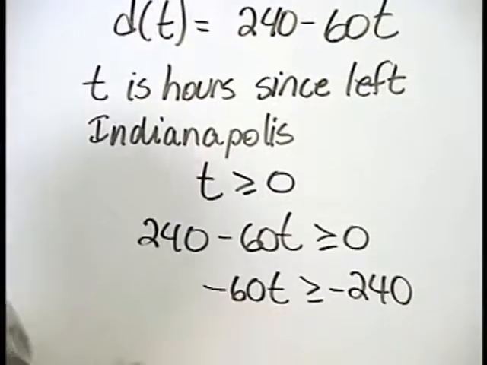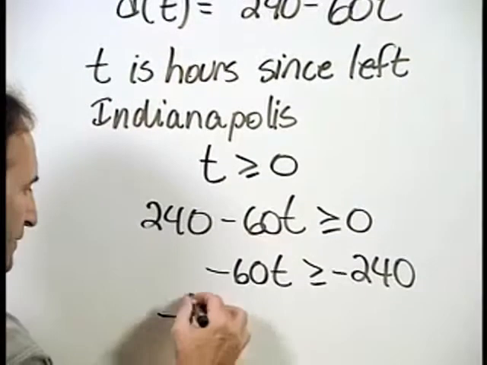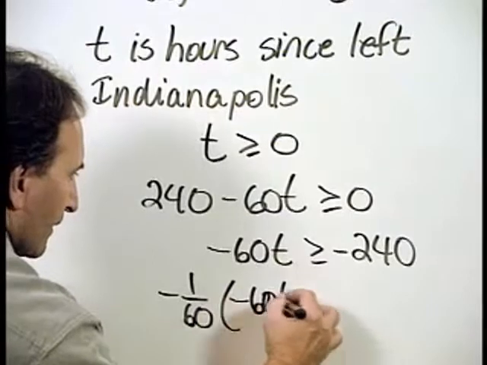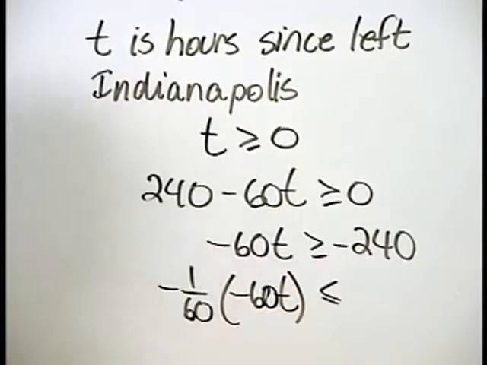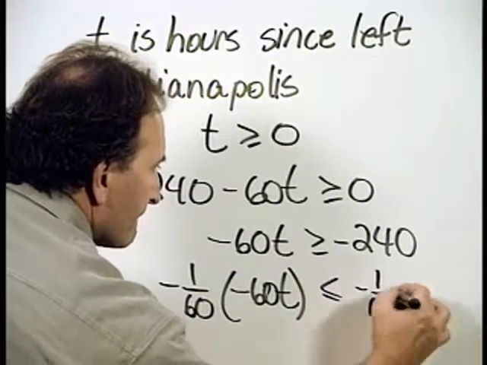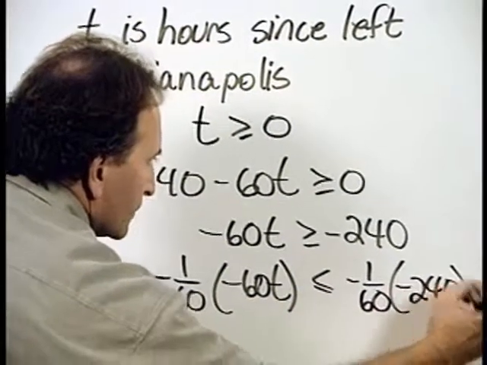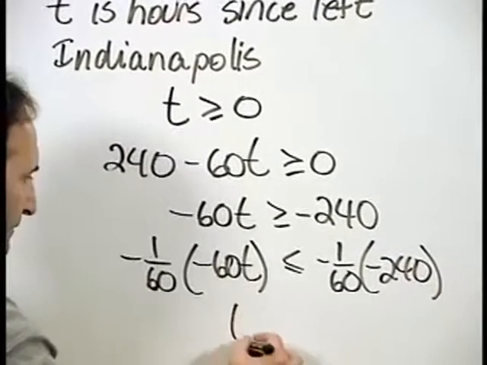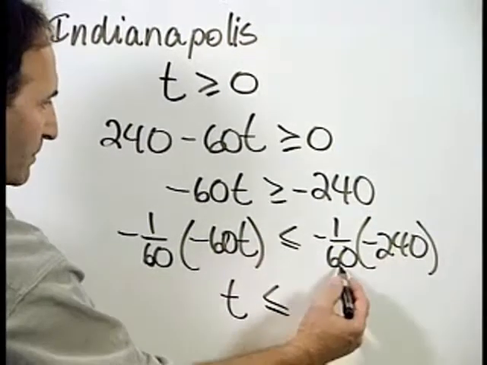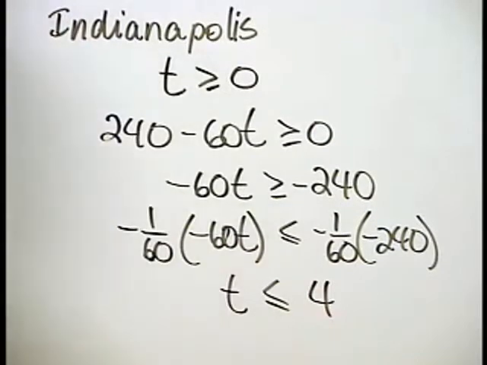Now, when we multiply both sides by negative 1/60th, we must reverse the direction of the inequality symbol. So, on the left-hand side, we have t is less than or equal to, negative times negative is positive, 60 divides into 240 4 times. So now we have a restriction that t must be less than or equal to 4.